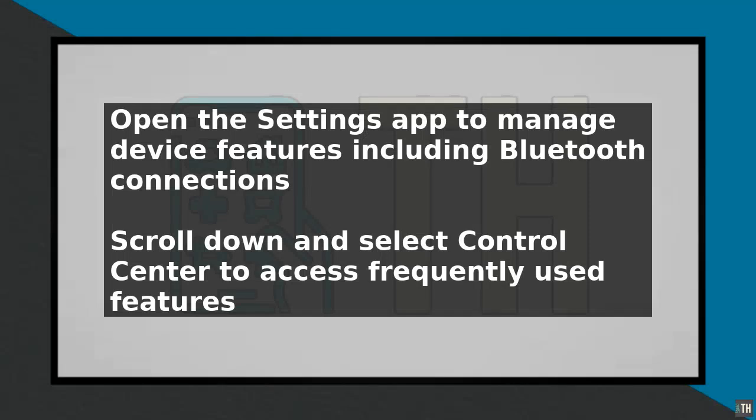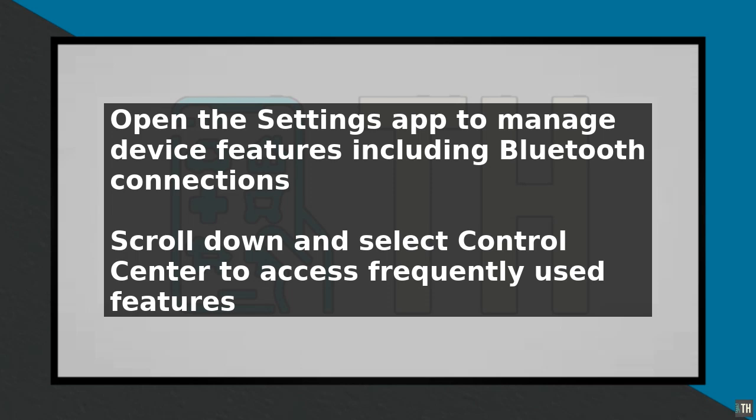To add a Bluetooth widget to your iPhone, start by opening the Settings app. This is where you can manage and customize various features of your device, including Bluetooth connections. In the Settings app, scroll down and select the Control Center option.